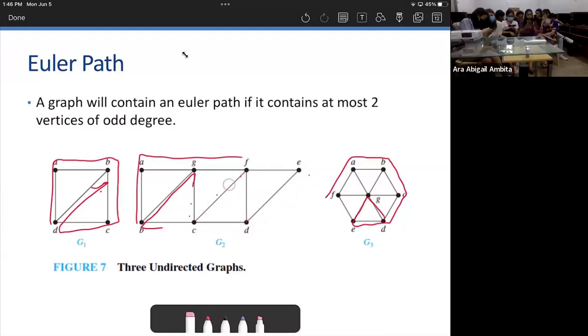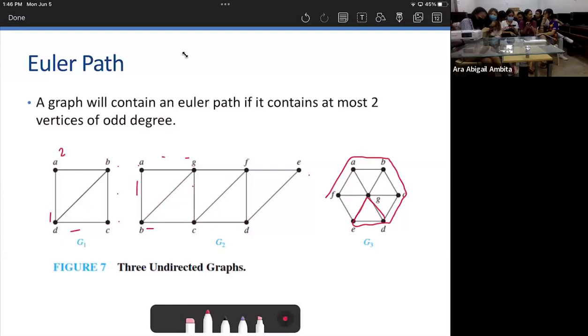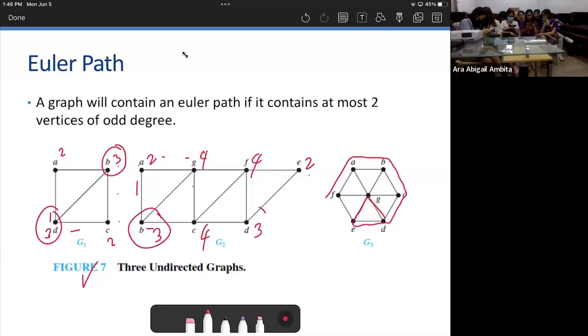So it is nice to practice on this. So A, its vertices are 2, then this one is 3, 3 and 2. So just two. So okay. So this one is 2, then this one is 4. And then 4 and 3. So how many are odd? Just two.